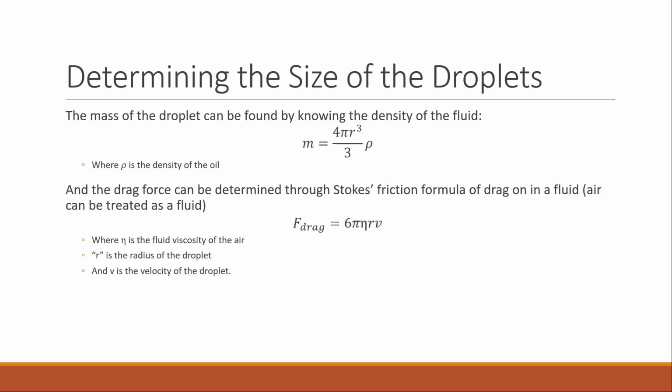Stokes determined the drag formula for anything moving through a fluid. When we're talking about fluids, we're talking about materials where things can move past each other. So any liquid or gas is actually a fluid in this case. So the force of the drag would be 6 pi nu r v, where this Greek n is the viscosity of the air, so that's measurable, r is the radius of the droplet, and v is the velocity of the droplet.